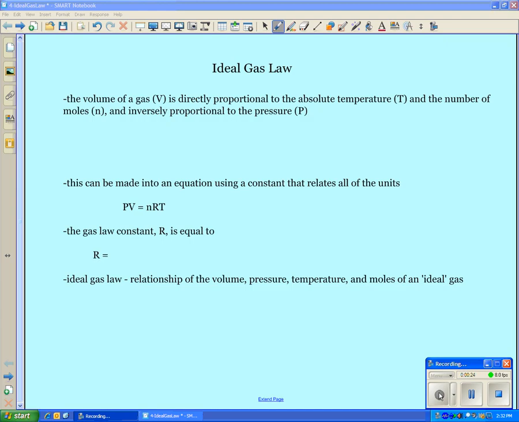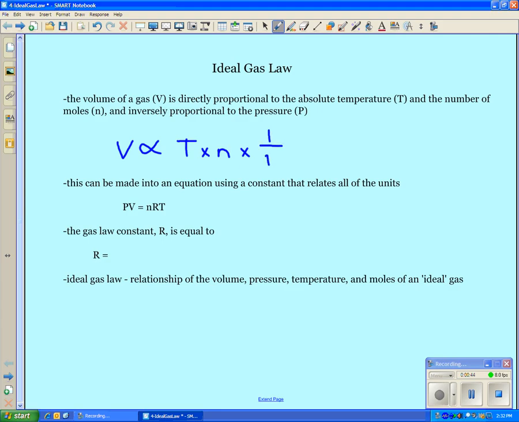We can write that as a mathematical relationship using the Greek letter alpha, which means proportional to. So volume is proportional to temperature and moles, and is inversely proportional to pressure, or we could also say is directly proportional to the inverse of pressure, 1 over P. Now this can be made into an equation instead of using that proportion sign, and usually the ideal gas law is written as PV, pressure and volume, is equal to nRT.